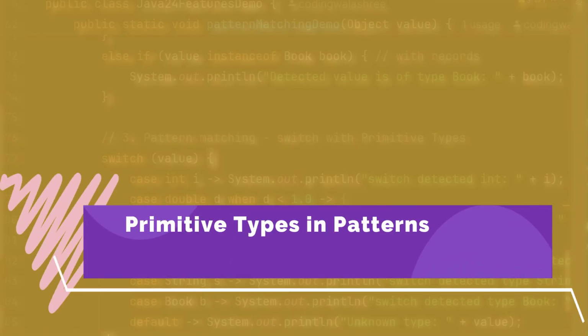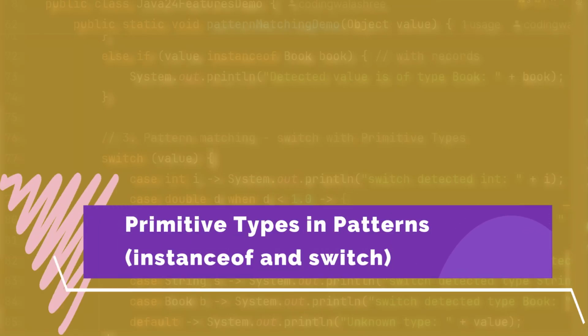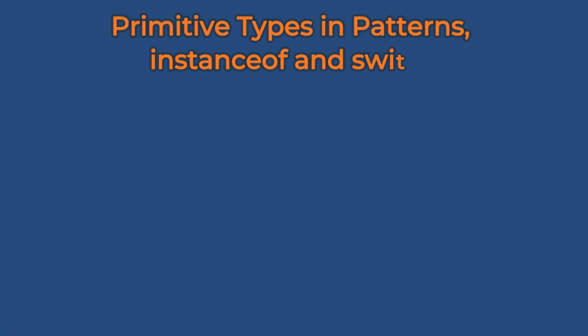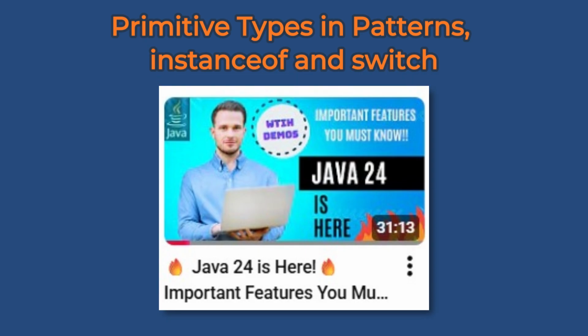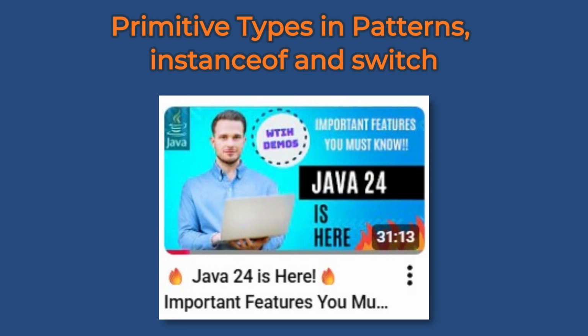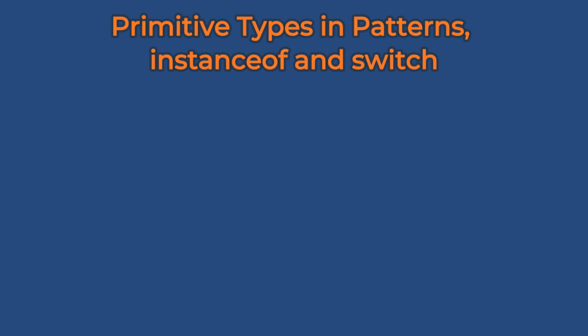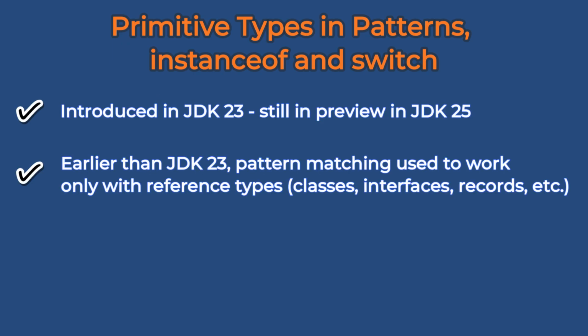Primitive types in patterns, which extends pattern matching to work with primitive types inside instanceof and switch statements. I covered this feature in detail with demos in my Java 24 feature review video, so if you haven't seen that yet, make sure to check it out after this one. So, quick recap. Before this enhancement, pattern matching didn't support primitive types.